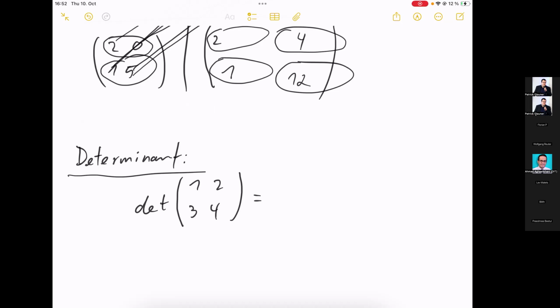Well, we take the product of the two elements in the first diagonal, so 1 times 4, and we subtract the product from the other diagonal, -3 times 2. So it's 4 minus 6, it's -2.